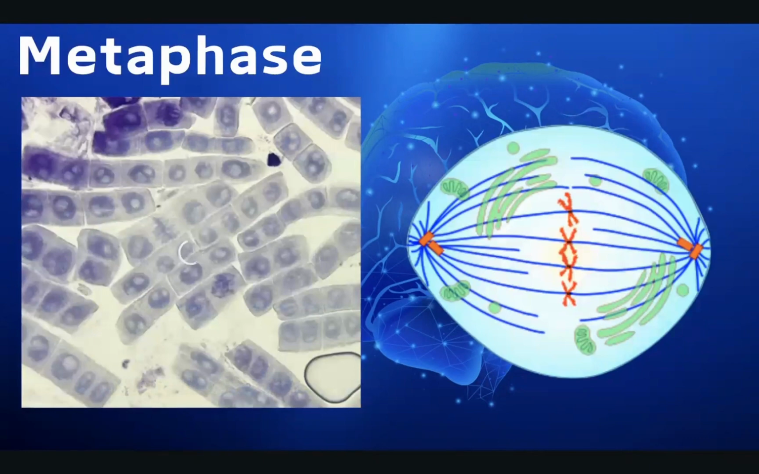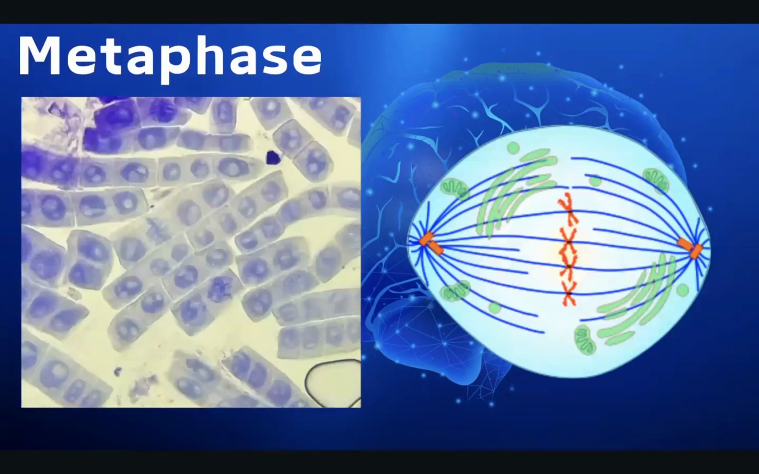The second stage, metaphase. Metaphase is the second stage of mitosis. It follows prophase and precedes anaphase. In metaphase, condensed chromosomes align along the metaphase plate, and metaphase serves as a critical checkpoint, ensuring that each daughter cell receives the correct number of chromosomes.